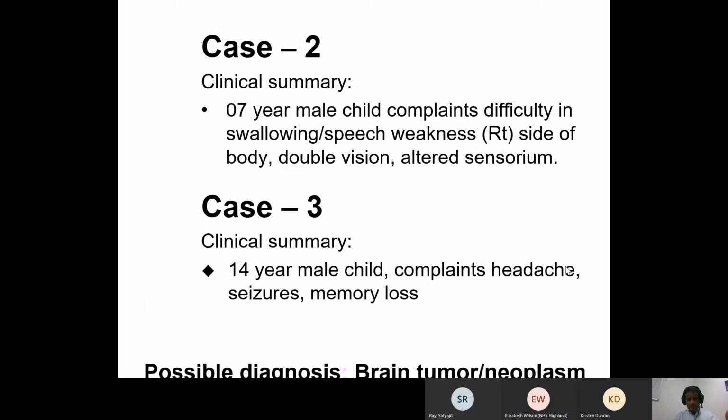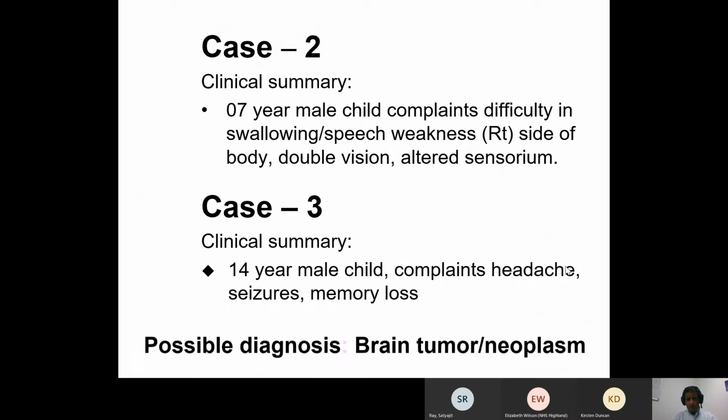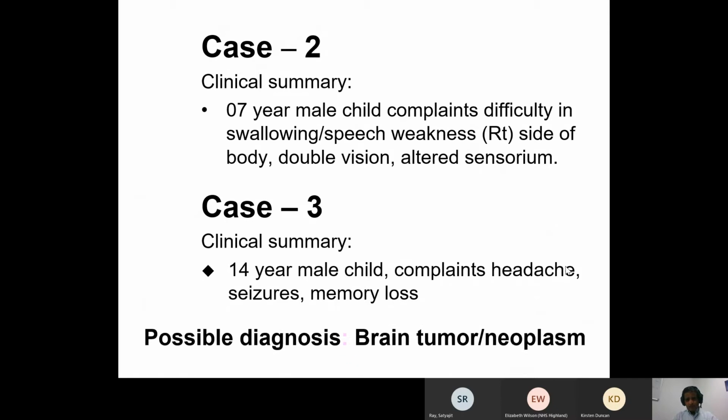Similarly, the other two case scenarios here: a 7-year-old male complaining of difficulty swallowing, speech weakness, double vision, altered sensorium. Nobody needs to tell you that there's something going on in the child here. And the third one, a 14-year-old child complains of headache, then develops memory loss, develops seizure. So people will certainly go for these children to be investigated further.